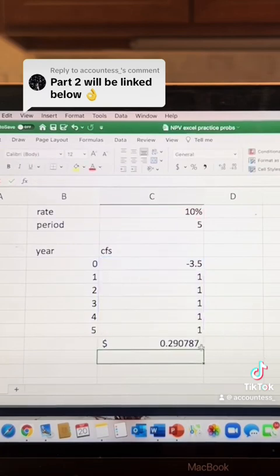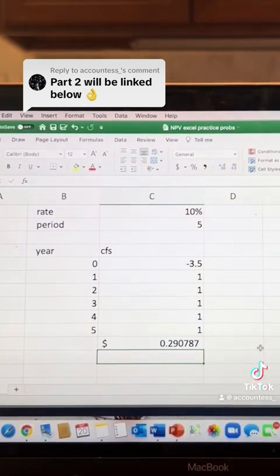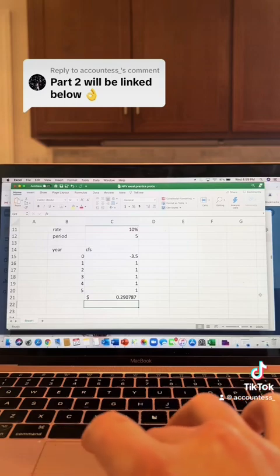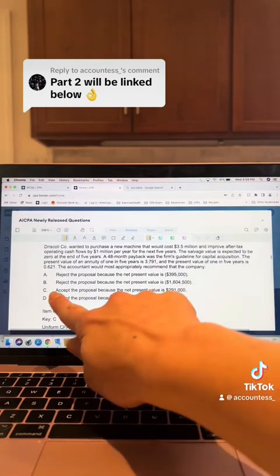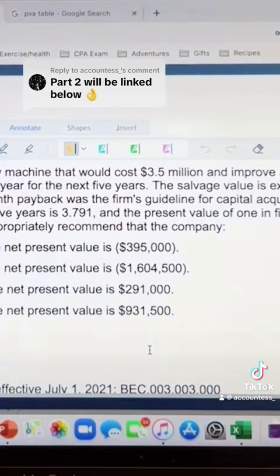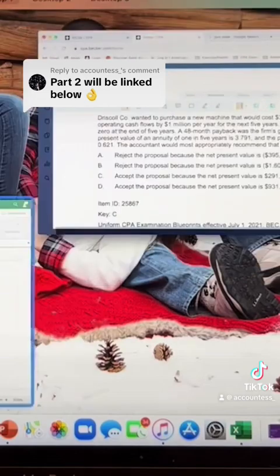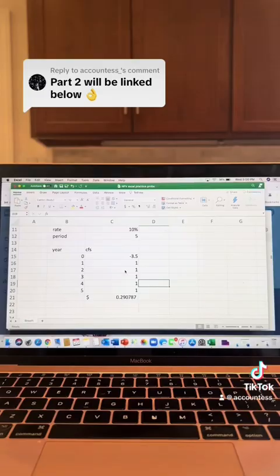So that is it. And again, we shortened the numbers up here, so this is really that 291,000 that we saw as the answer here in C: accept the proposal, because the NPV is 291,000. So that, again, is rounded.